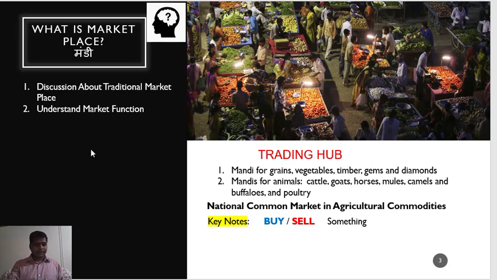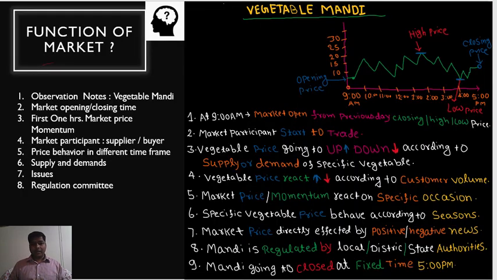Now, in the next slide, we try to understand the mandi. Here is the vegetable mandi. I try to correlate it with the stock markets. This is the basic understanding of how the mandi and the market work, because all markets look the same and the behavior is the same. Now look at here and tell me what will be observed in a vegetable mandi nearby your home. Let me help you. What I draw here is basically a vegetable mandi.